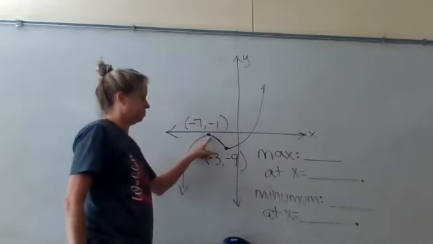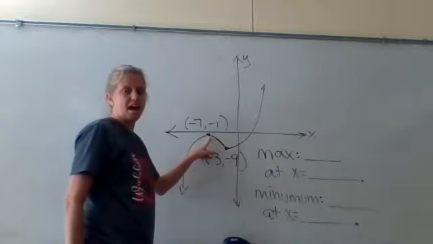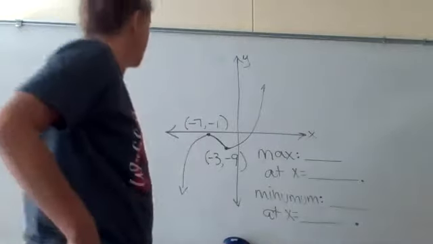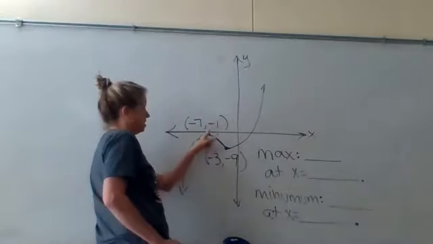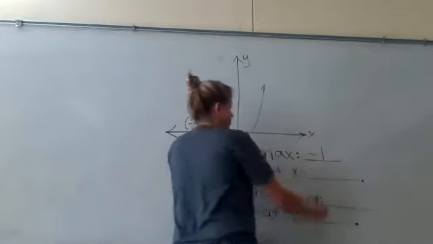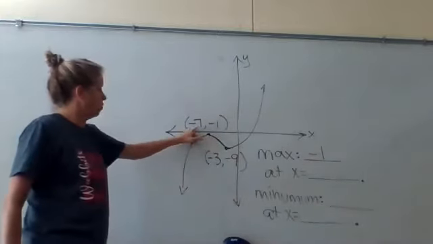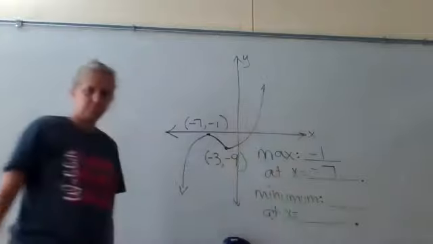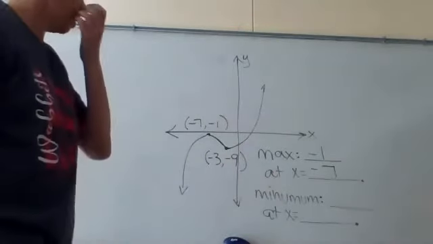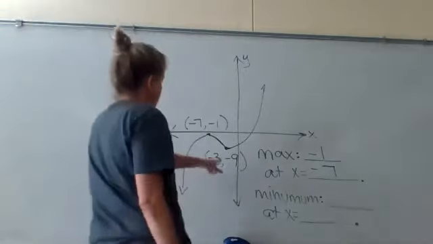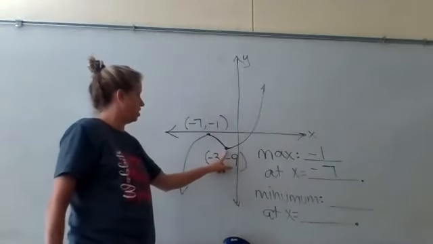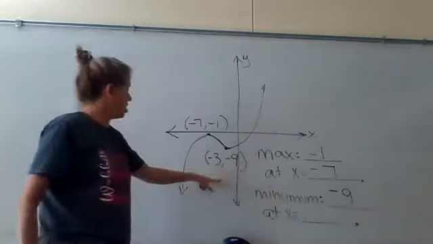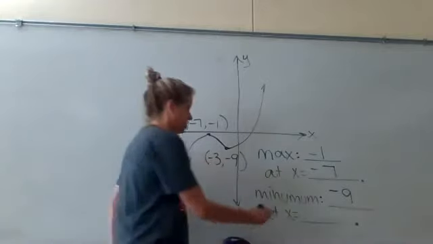So here's my maximum. What is the maximum value, or the maximum? If it asks you the maximum, it wants to know what is the top y coordinate. So the highest y of this is -1. And it's at x equals what? Well, what is the x coordinate at the maximum? It is -7. The minimum. What is the minimum value? So the lowest y coordinate of this minimum is -9. And it occurs at x equals -3.